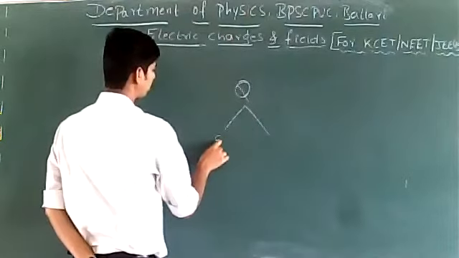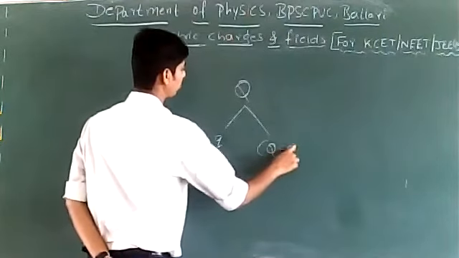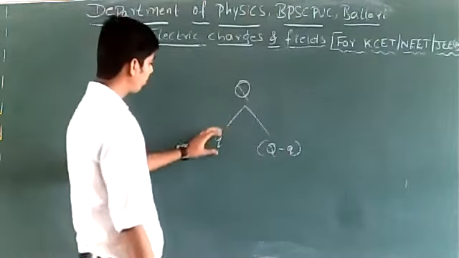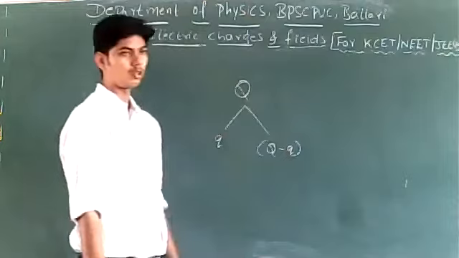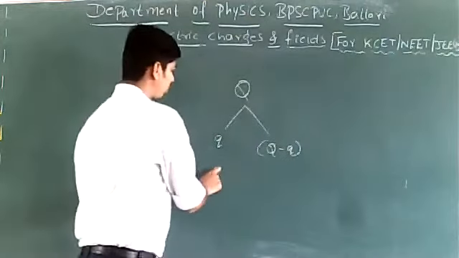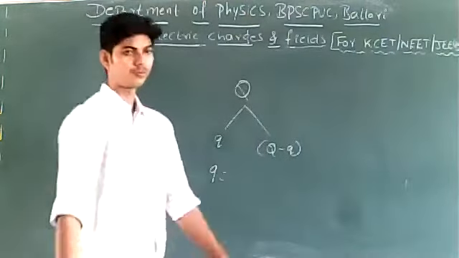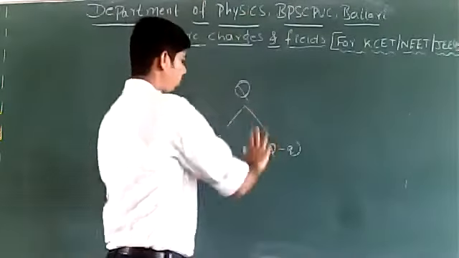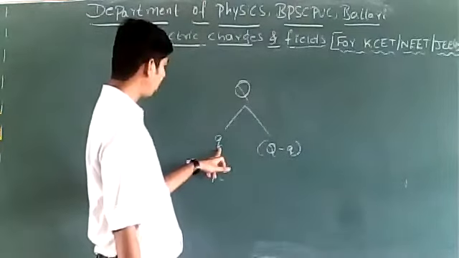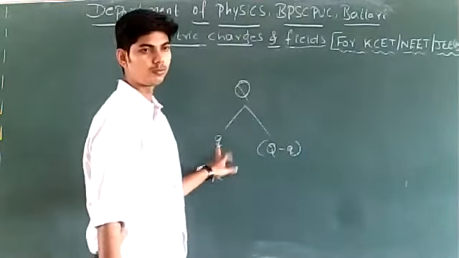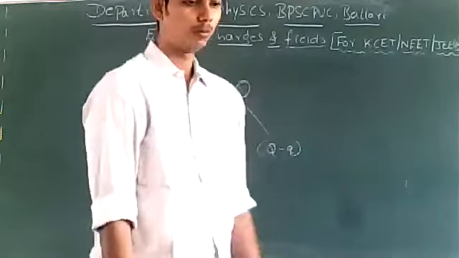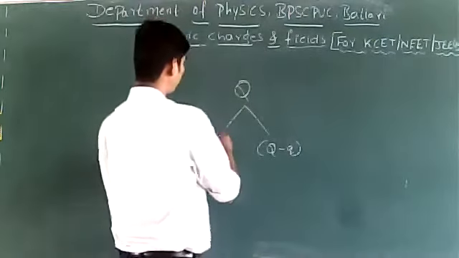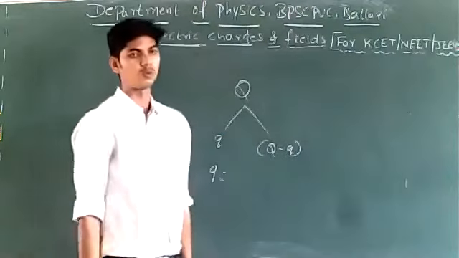I divide this as q and Q minus q. One part of it is small q and the other part is capital Q minus small q. What should be the value of small q? Okay, q and capital Q minus small q, very good. Do you remember what should be the value of this small q?